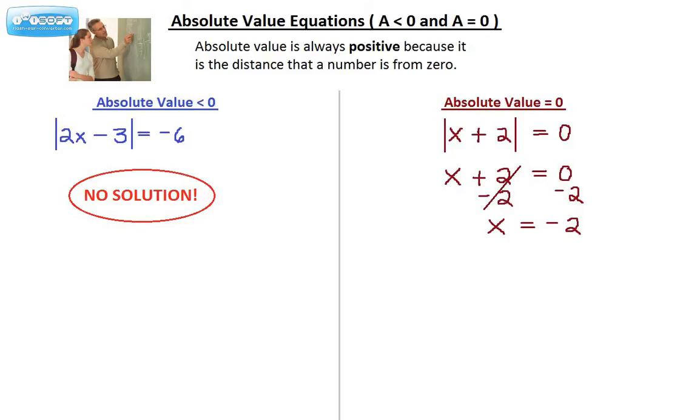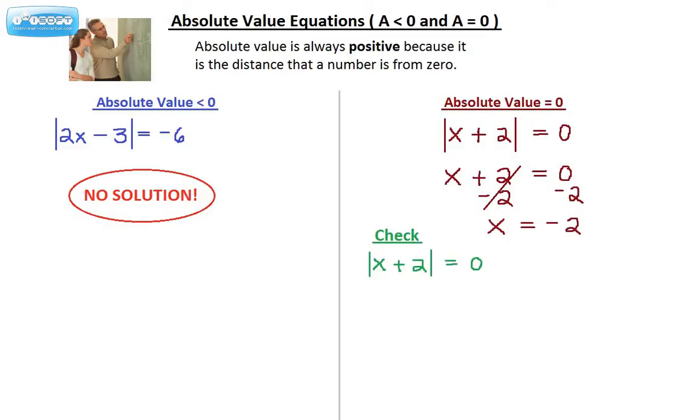Since there's only one number that has an absolute value of 0, when we first write our equation without the absolute value, we only write it one time because we're going to have that one solution. So now let's check and see if our solution checks out.